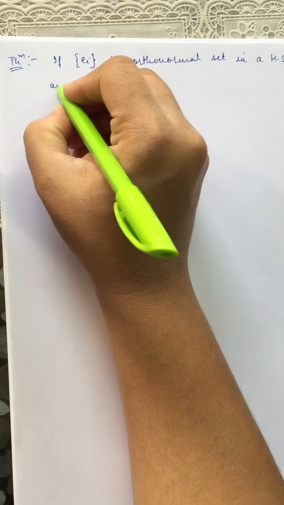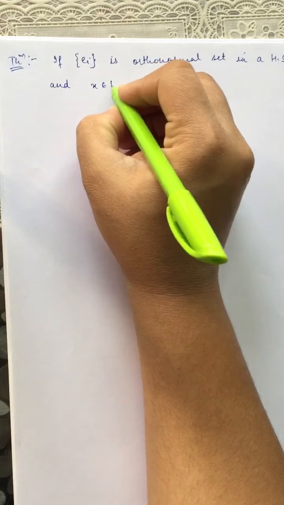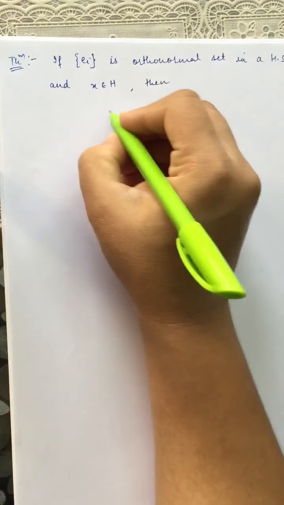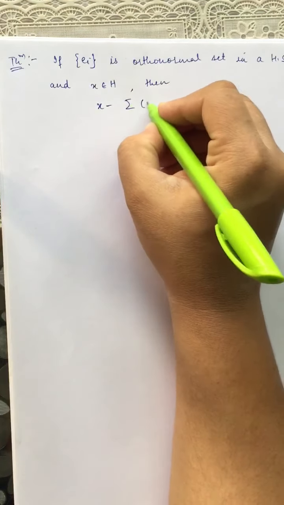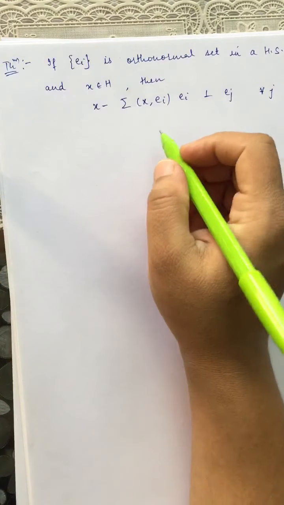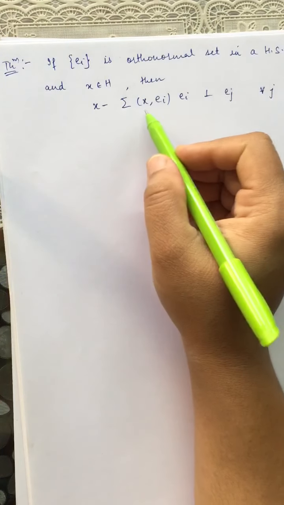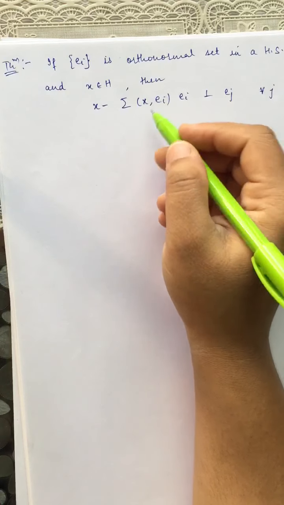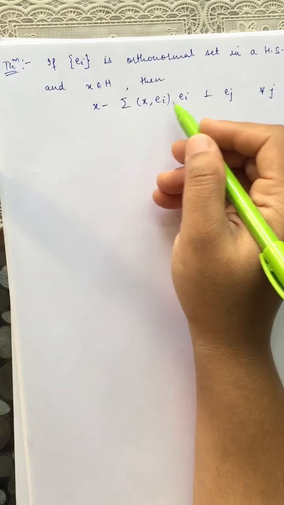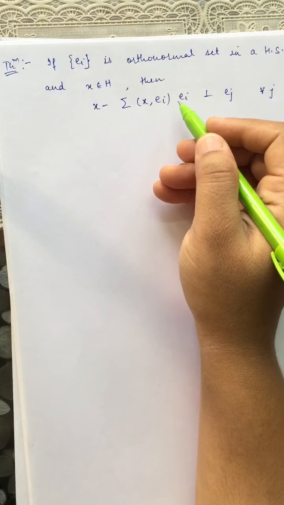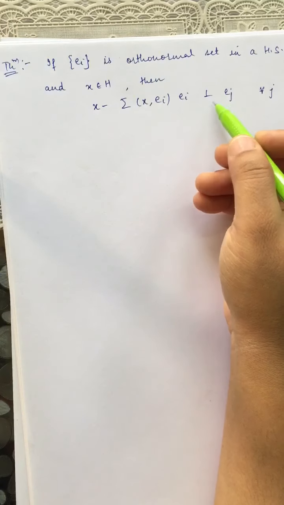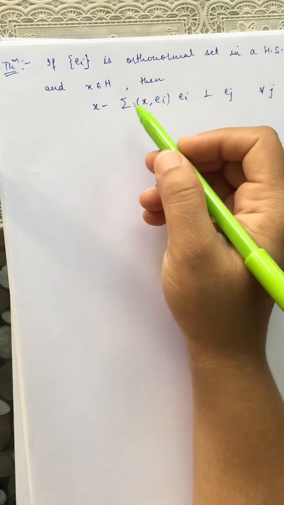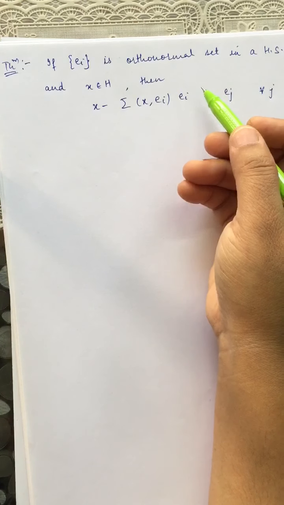and x is any vector in H, then x minus the sum of (x, e_i) e_i is perpendicular to e_j for each j. So this theorem says if we subtract all the components of the vector x in different mutually perpendicular directions from x, then the remaining vector is perpendicular to e_j, which means the remaining vector has no component in the direction of e_j.